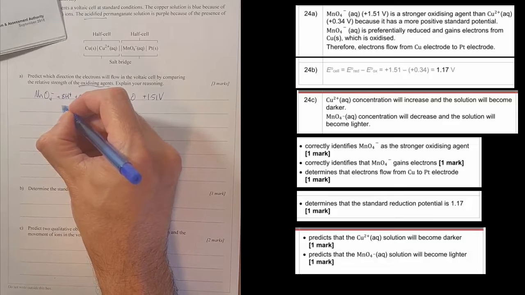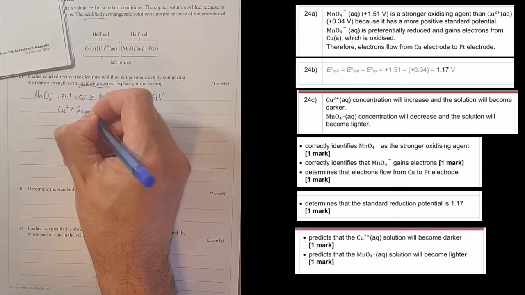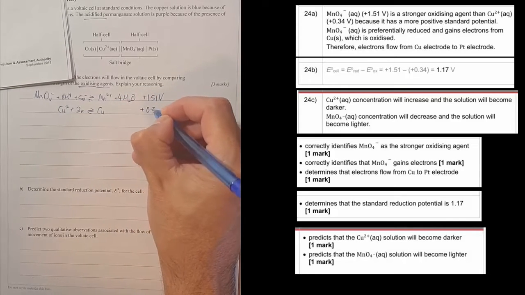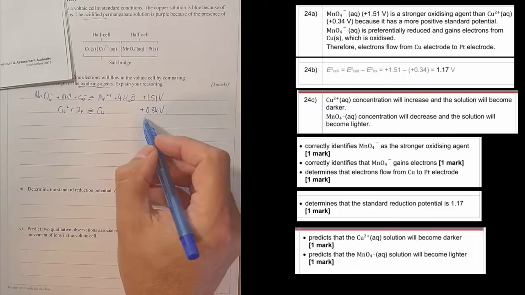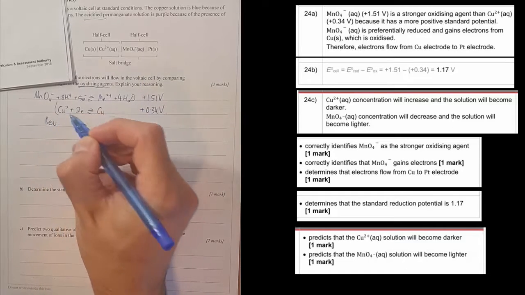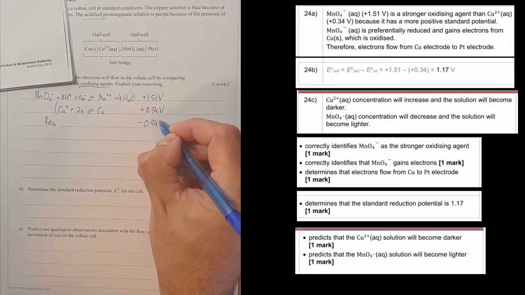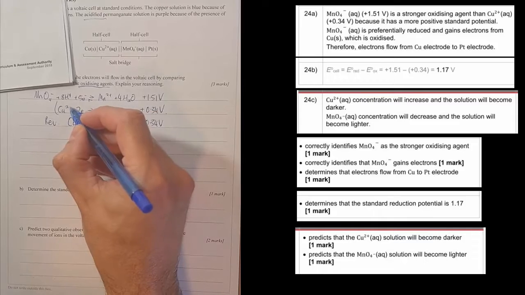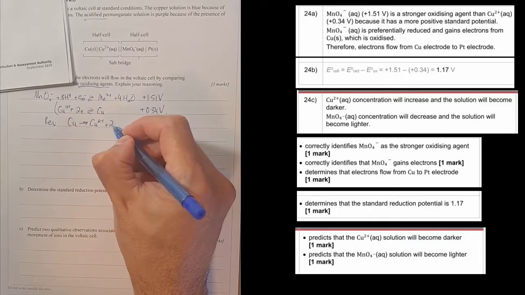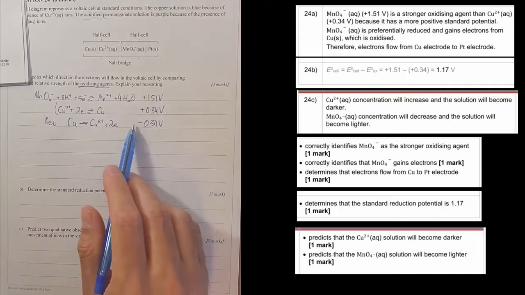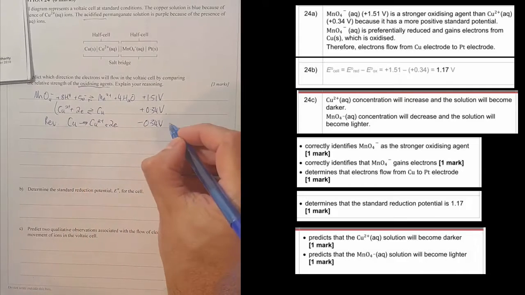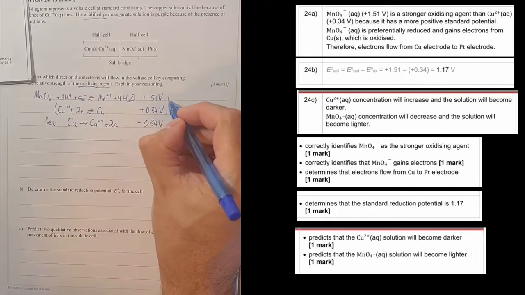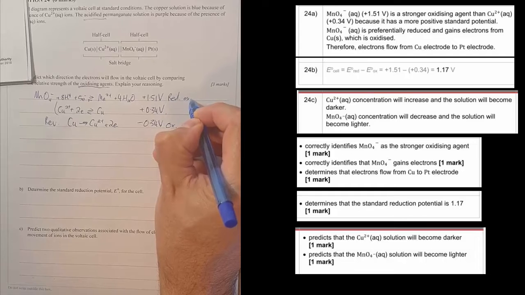So the copper, Cu, and that's plus 0.34 volts. All right, so this one must get reversed. So it's minus 0.34 volts. So it must be copper goes to Cu2 plus plus 2 electrons. All right. So this one is getting oxidized, so it must be the reducing agent. This one is gaining electrons, so it must be reduced, so it must be the oxidizing agent.